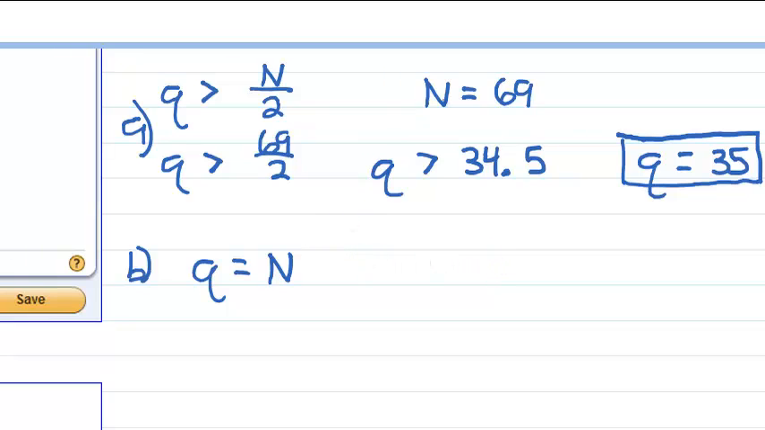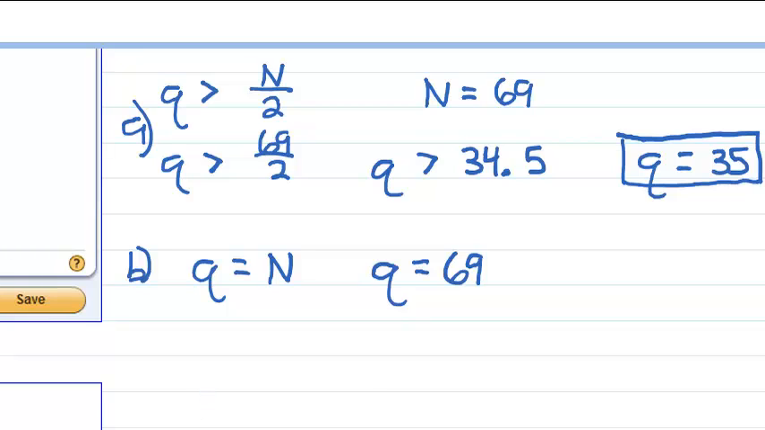So the max is n, and in our situation here, the max is going to be 69. If we set it at 69, that means we're going to have a completely unanimous vote to pass a motion or to change anything. That's kind of unusual, but there are situations where organizations make that kind of choice.